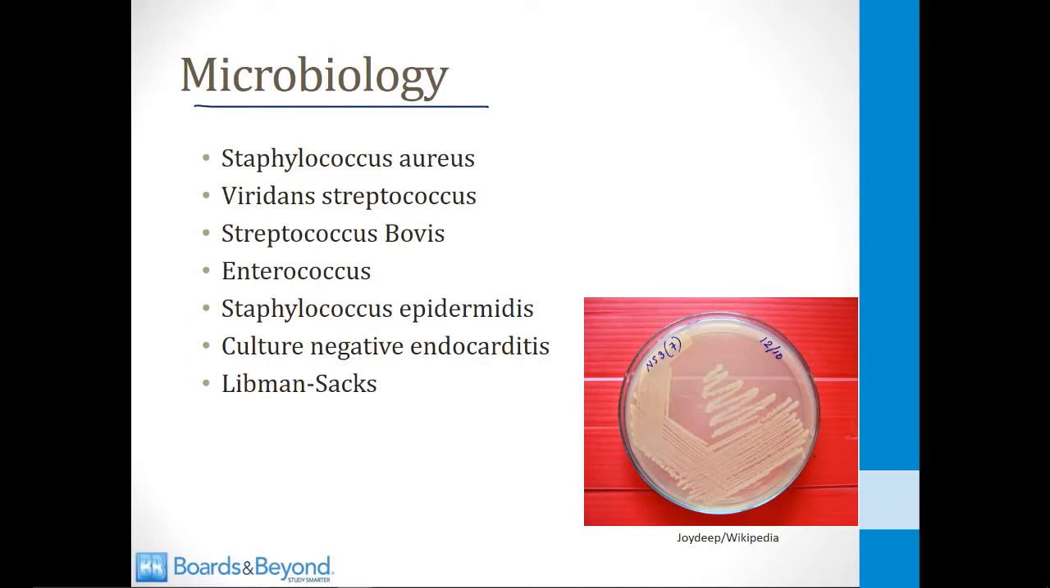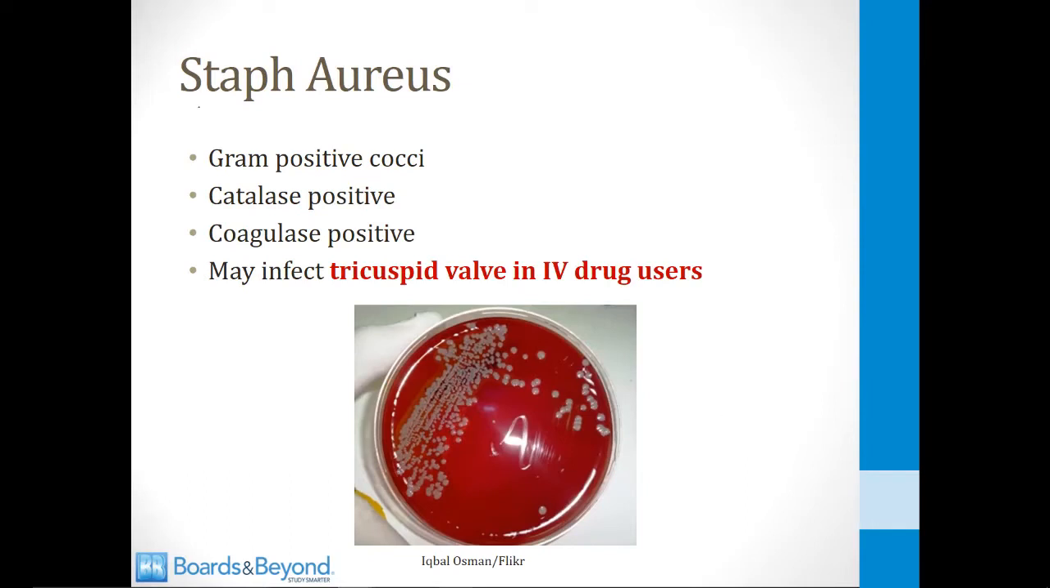Most of them are bacteria, although there's also something called culture-negative endocarditis that we'll talk about, and something called Libman-Sacks endocarditis, which does not involve bacteria. And for your step 1 exam, they're going to want you to know the typical presentation of all these causes of endocarditis. Staph aureus is one of the classic bacteria to cause endocarditis.